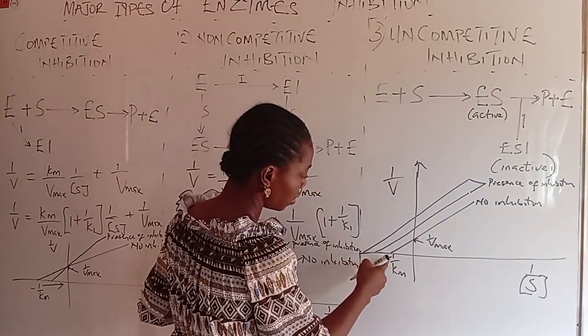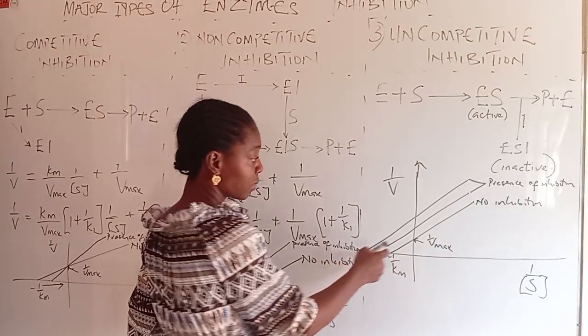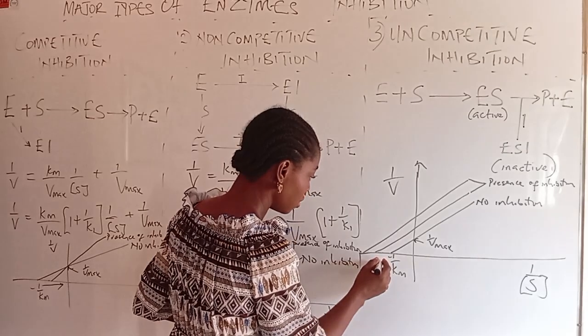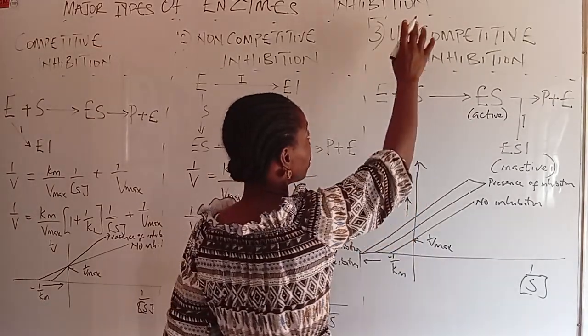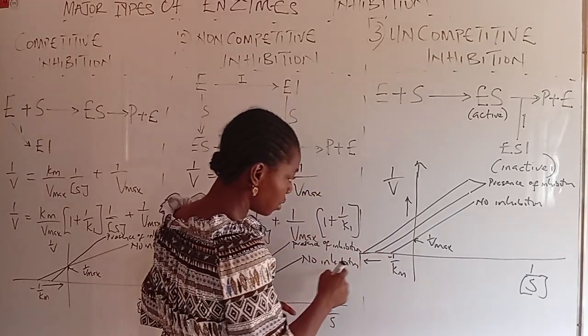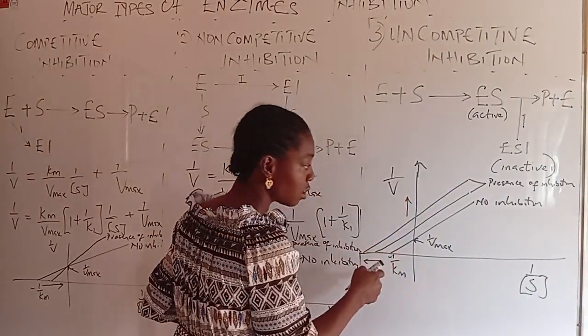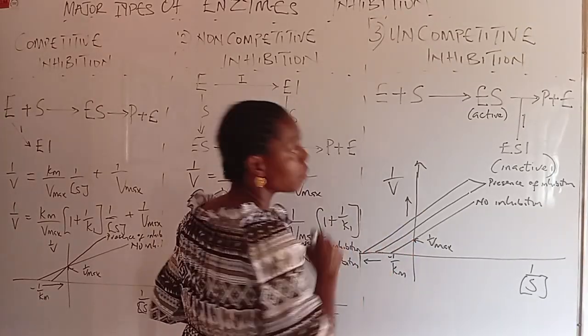So you see, the Km is going this way, which is reducing. The Vmax is going upwards, which means it's what? Reducing. So the Km this way, the Vmax upwards. This kind of inhibition affects the Km and the Vmax, reducing both. So we have different Vmax and different Km.